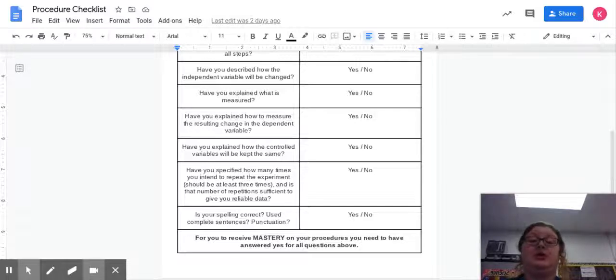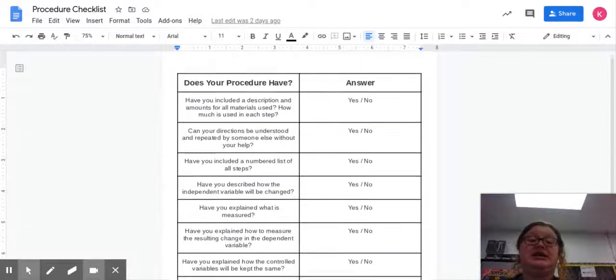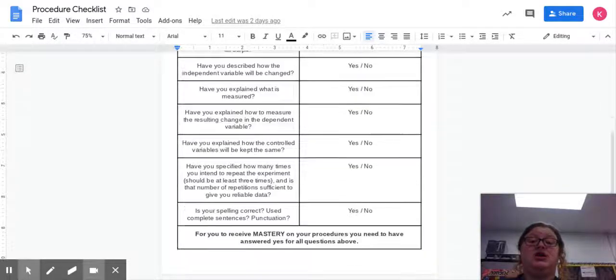So make sure you are following all these steps and that you can answer yes to all these things within your procedures. You have to have all this in order to receive a mastery on your procedures for your science fair experiment. If you have questions, please contact your science teacher.